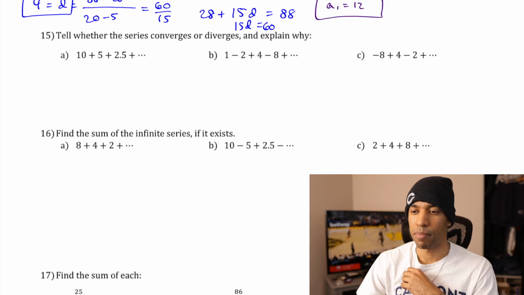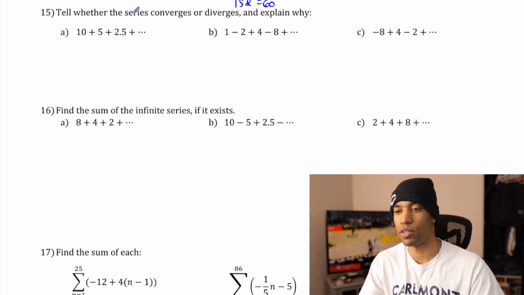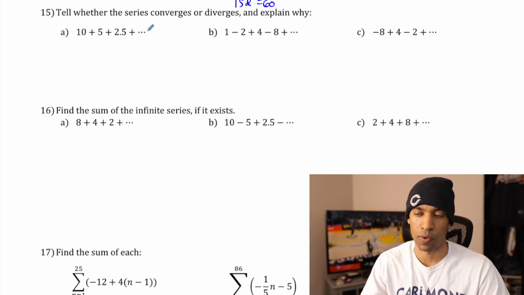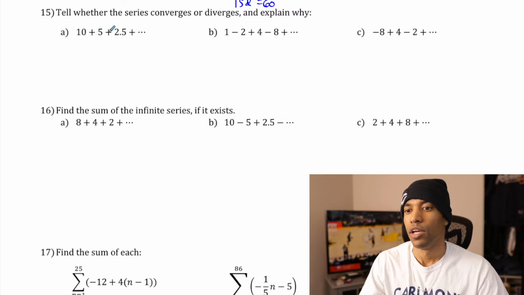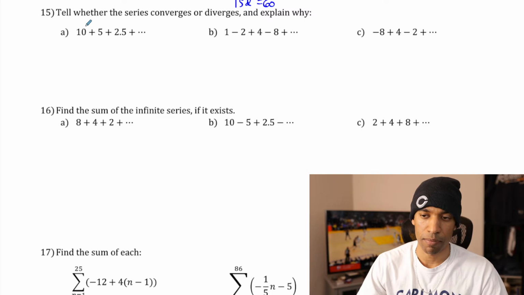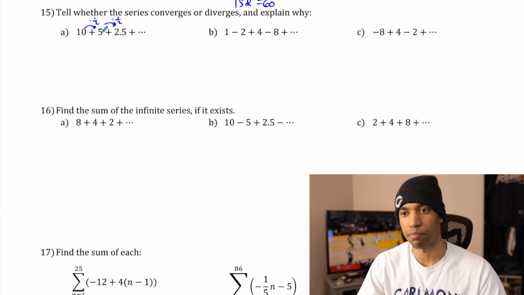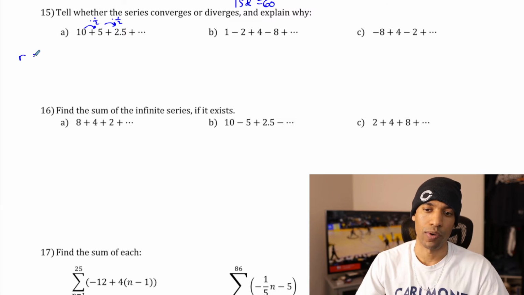All right, we're looking at some infinite geometric series stuff. Well, we don't know if it's geometric, but tell whether the series converges or diverges and explain why. Now we have the dot dot dots right here, which states that it's going on forever. So it's an infinite series, and it looks to be geometric because in this case we're dividing by 2, or multiplying by 1/2 each time. If you're uncertain of that, check 5 divided by 10, etc. Your R value is 1/2.